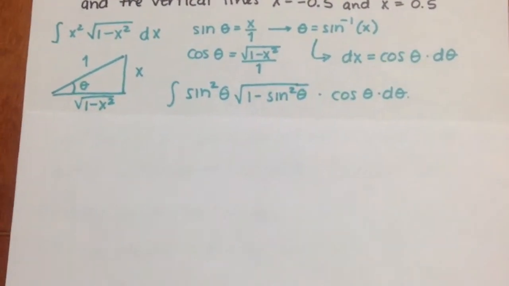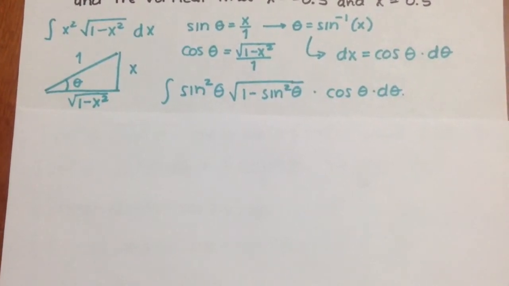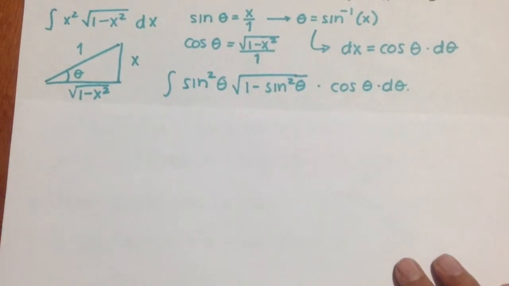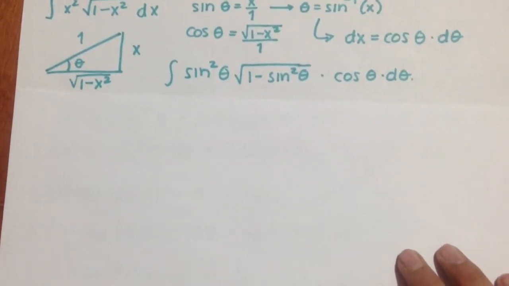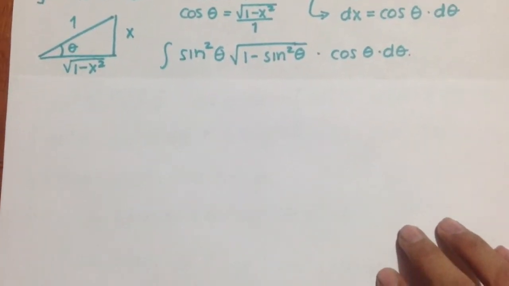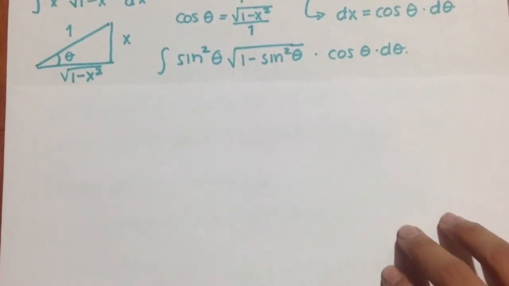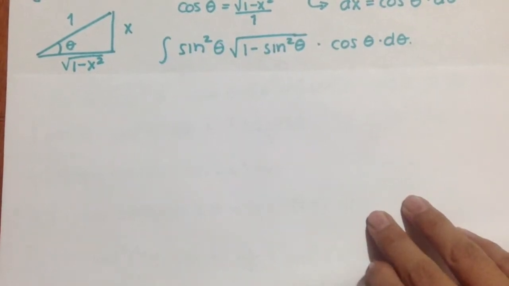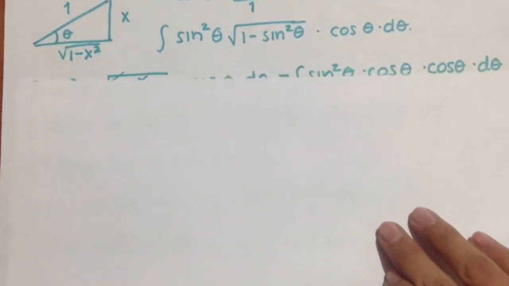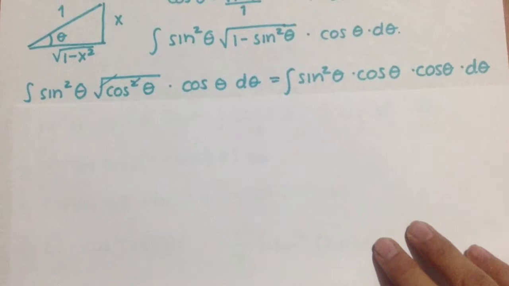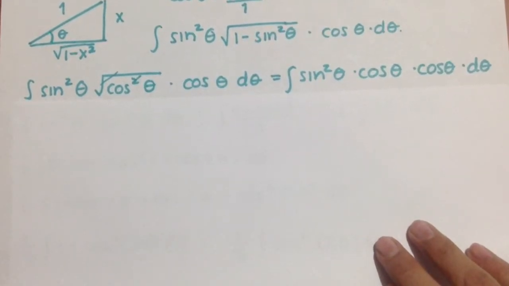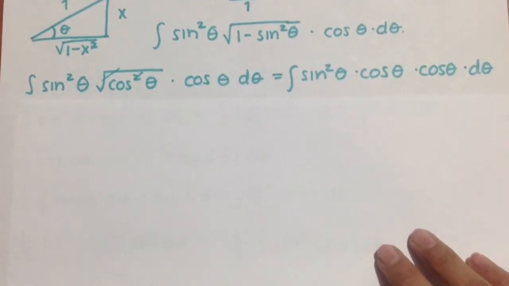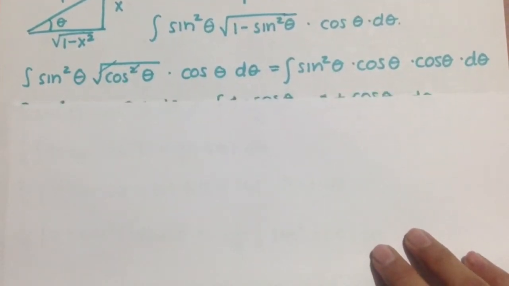The integral of sine squared of the angle times the square root of 1 minus sine squared of the angle times cosine of the angle times d of the angle is the function with the substituted values. 1 minus sine squared of the angle is equal to cosine squared of the angle, which is eliminated with the square root. So, the result will be the integral of sine squared of the angle times cosine squared of the angle, d of the angle.